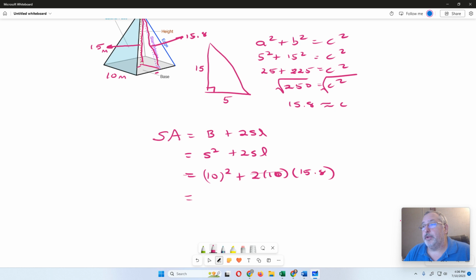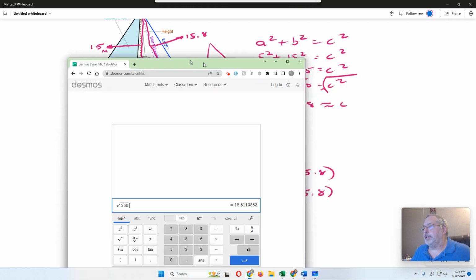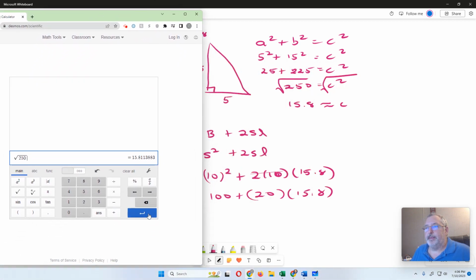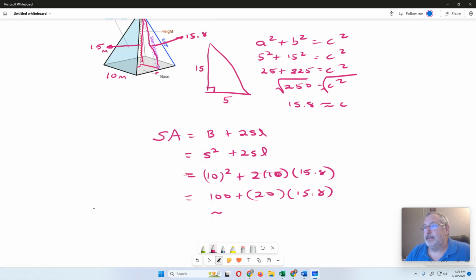And so we just work this out with our calculator. 10 squared is 100, plus 2 times 10 is 20, times 15.8. If you're using your calculator, you really can just type it all in. So we're going to do it like that. We're going to do 10 squared plus 2 times 10 times 15.8. That gives us approximately 416 meters squared, since we're talking area.